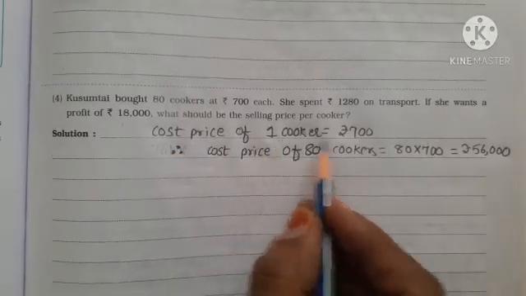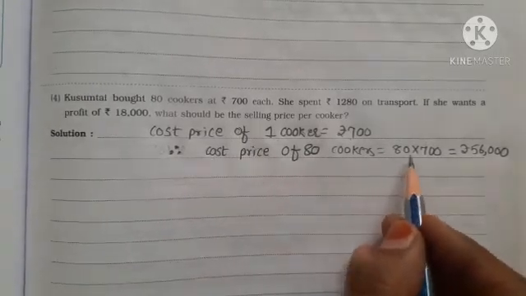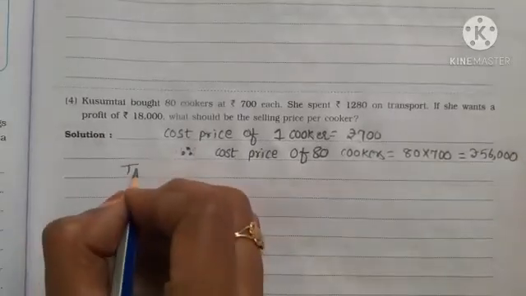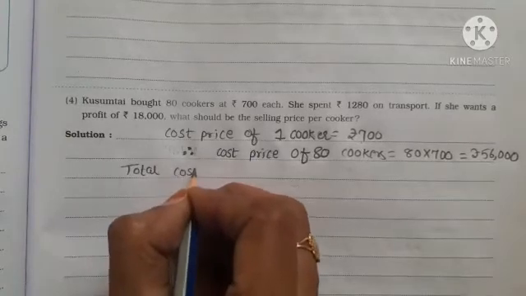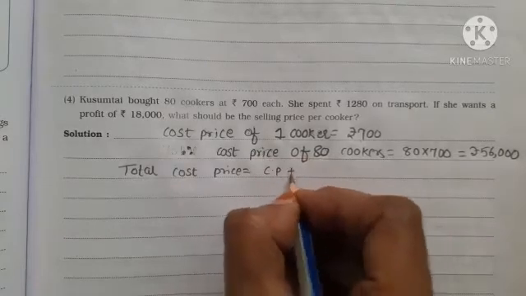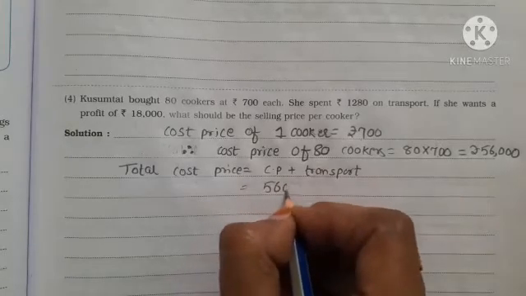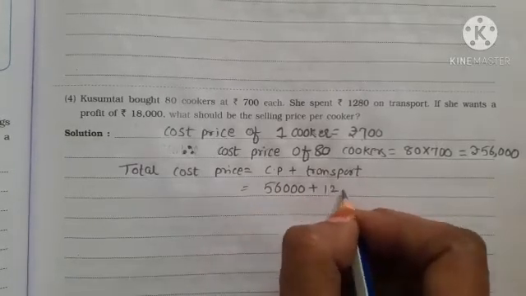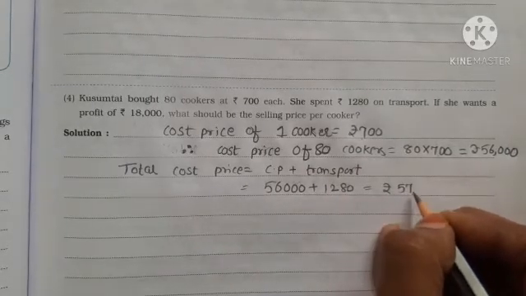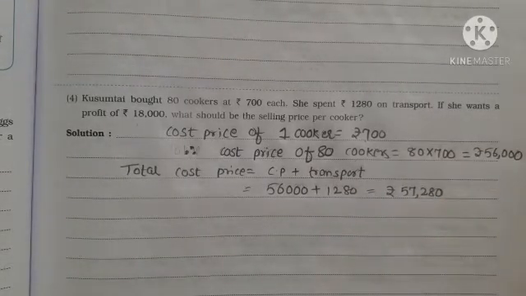Now cost price of one cooker is rupees 700. Therefore cost price of 80 cookers is 80 multiplied by 700, that is rupees 56,000. Now we will find the total cost price, that is cost price plus transport, that is 56,000 plus 1280. So here our answer is rupees 57,280.